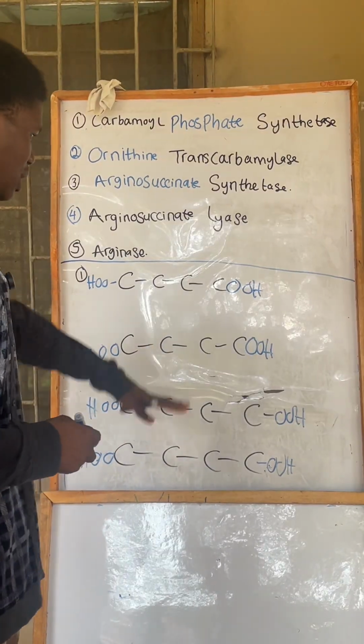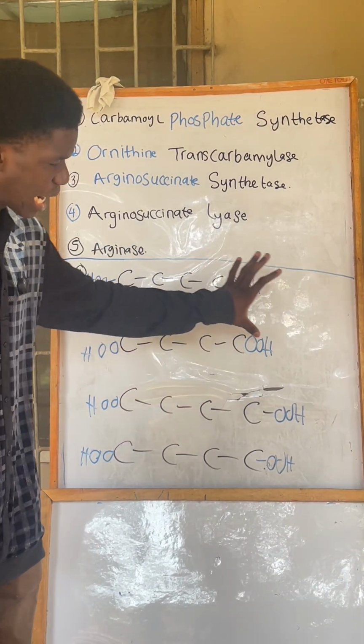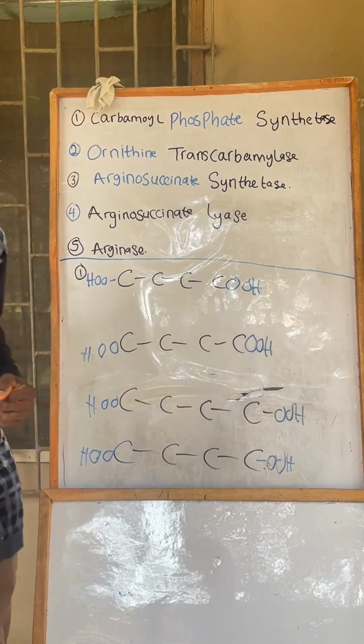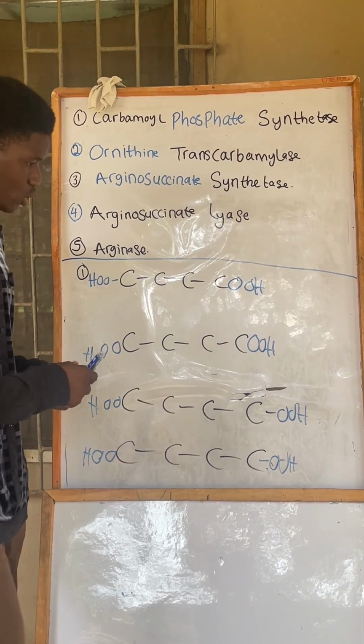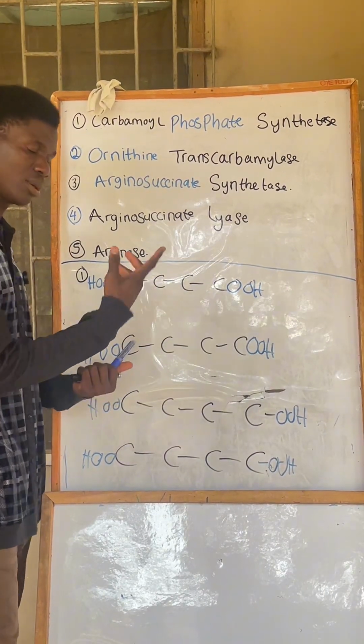I hope you understand this. So these are the four guys. You notice that the four of them look alike: four carbons, carboxylic at the front, carboxylic at the back. Now the next thing is, how do we differentiate between these guys? In our structure, you have hydrogen here, hydrogen here, and so on.